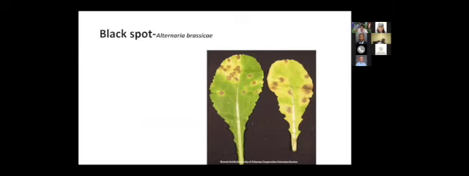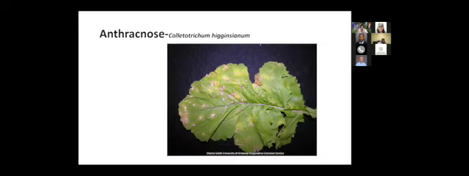And zipping through strawberries, because I was just hitting the highlights, when we get to our brassica crops like turnips and cabbage, there are a couple of pathogens that cause us problems in there. And one is black spot, and you can see why it's called black spot. This is a fungal pathogen. Here's anthracnose.